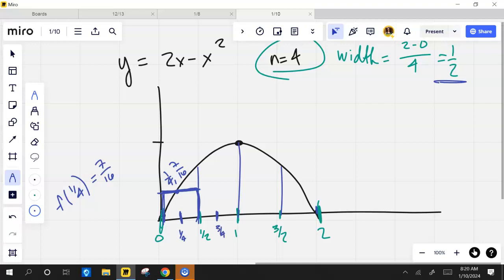Or you can look and you can find the middle between here. So then again here for the midpoint, this is going to be 3/4. And then if you plug 3/4 in, what do you get? 15 over 16. There's my next rectangle. And because this is a parabola and it's symmetric, this should be pretty easy because I should get the same height there for those.